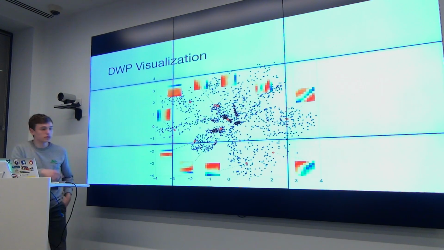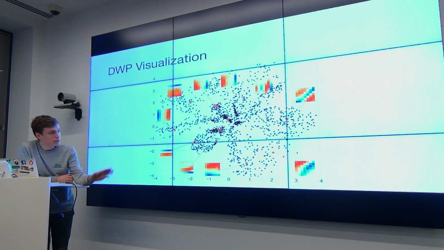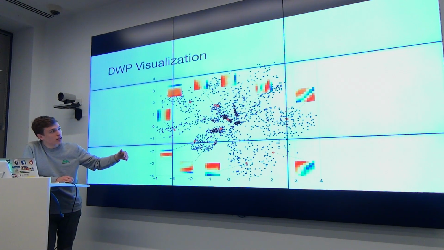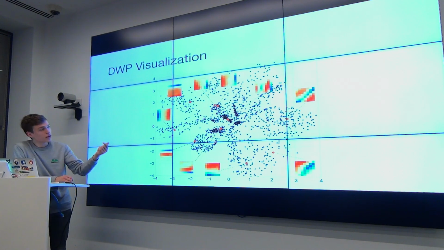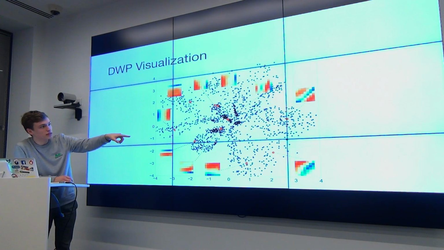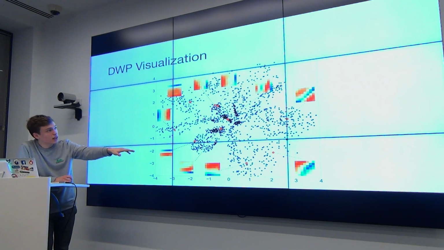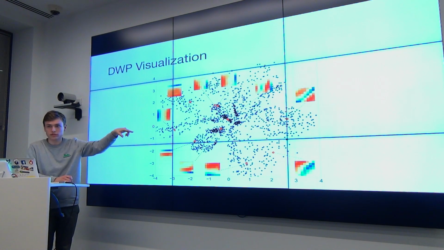Here you can see the realization of the latent space. So we trained the deep weight prior variational autoencoder with the dimension of latent space equal to 2. And here you can see the embedded kernels in the space. And for the red dots, you can see the reconstructions.